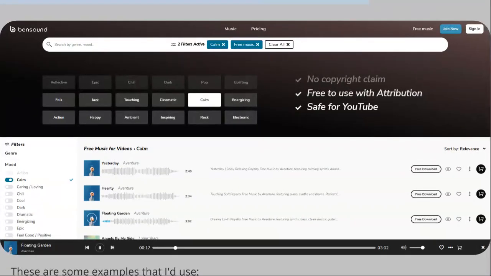This is the Ben Sound website. I like this website and I have played it for myself while creating this presentation because the music is lyricless, so it's easy to follow along with your task or activity.